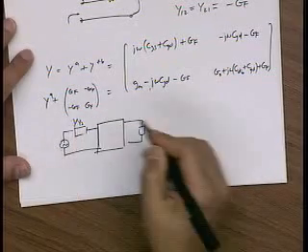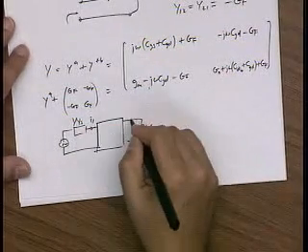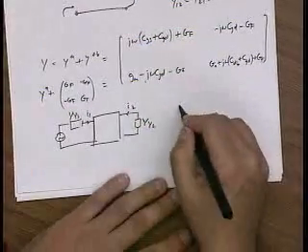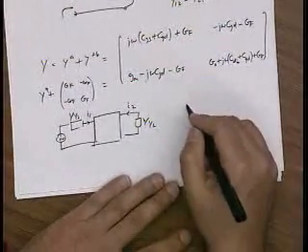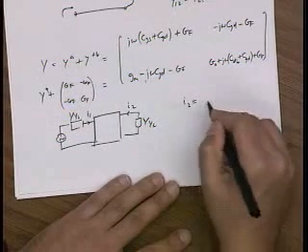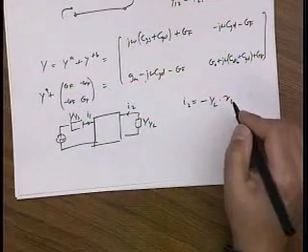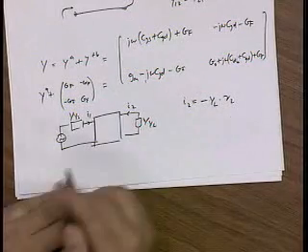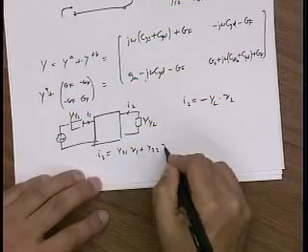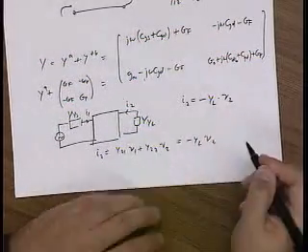So this is 1 over ys, this is 1 over yl. And it's actually not too bad if you don't remember the formula to derive these equations from scratch. If I look here, the current I2 is just minus YL times V2. And so if I take the equation, I2 is Y21 V1 plus Y22 V2, which is equal to minus YL V2.